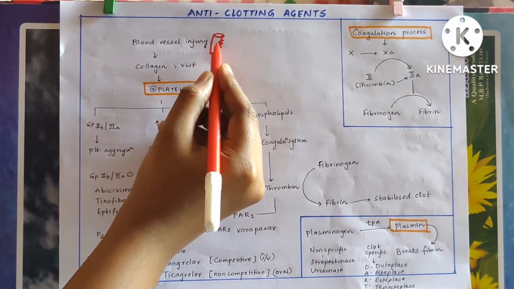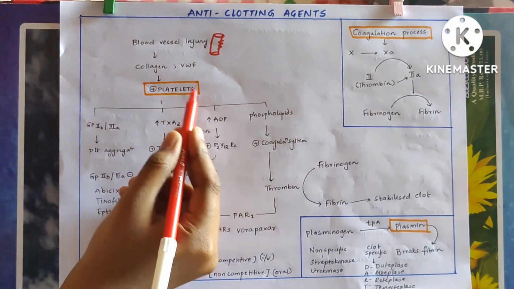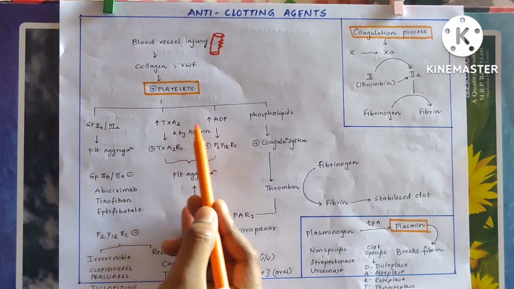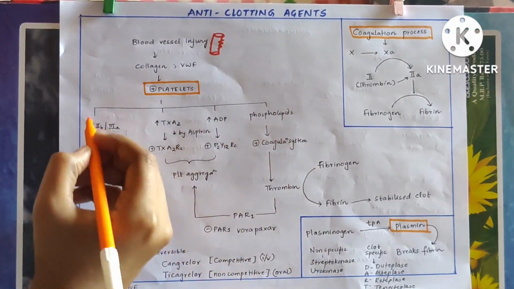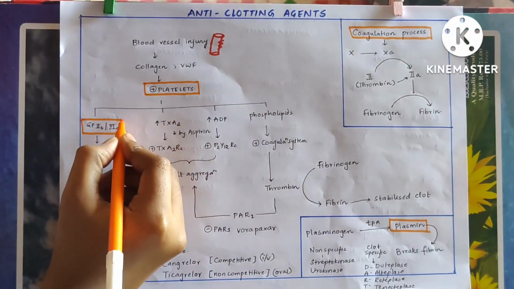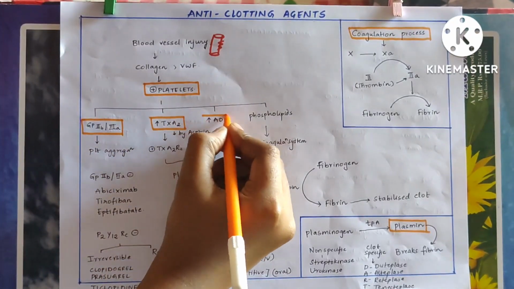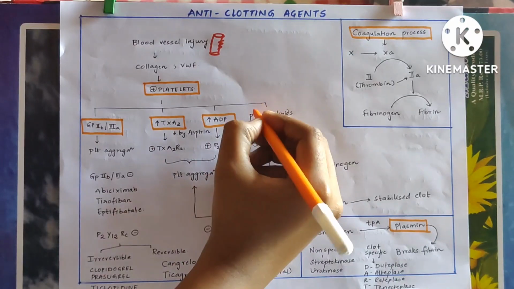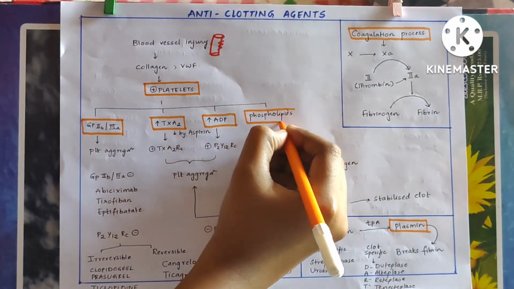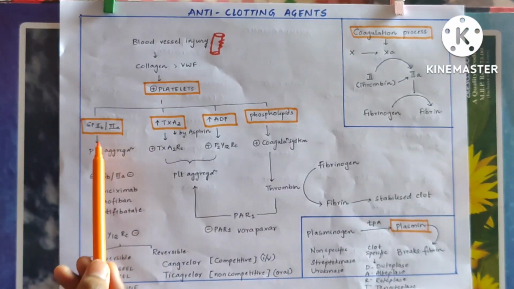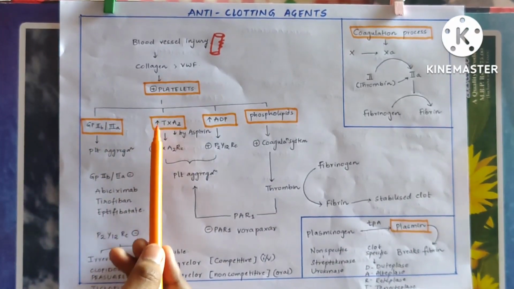So when the blood vessel is injured, the collagen and von Willebrand factor get attracted to the damaged area and they activate the platelets. So the platelets in return act on four different pathways, you remember like that. So they are GP2B3A, thromboxane A2, adenosine diphosphate, and phospholipids. So these four pathways are via which platelets act.